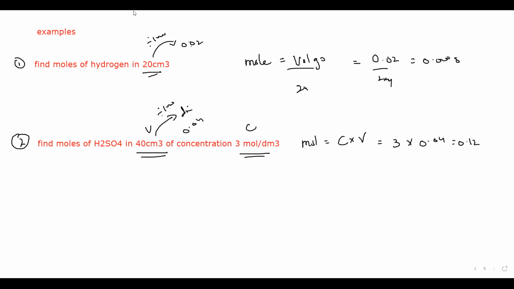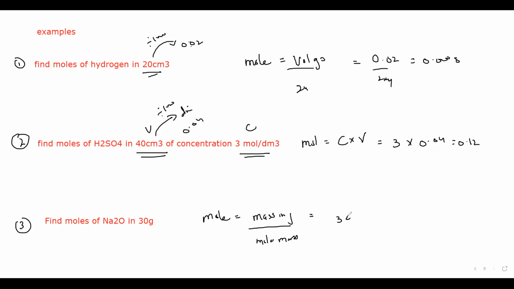And the third example, if we want to find moles of sodium oxide in 30 grams. So we have the mass in grams, so we'll use the first formula. Moles equal mass in gram divided by the molar mass.